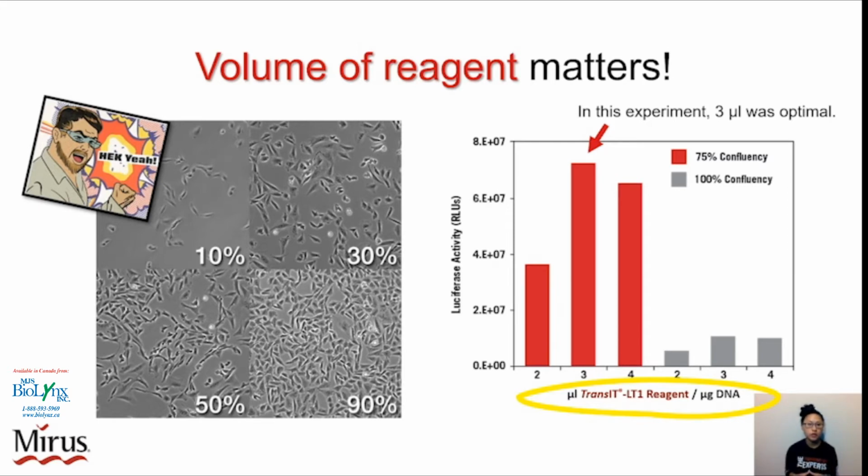You can also change the media 4 to 6 hours after transfection. It's thought that most of the complex is taken up at that point. We don't usually recommend it though, because most cells don't benefit from a media change. Some cells actually do like having some fresh media, but it's all dependent on your experimental system.